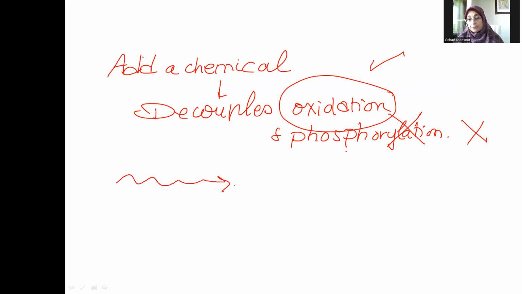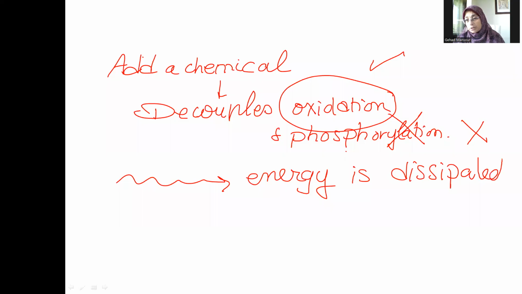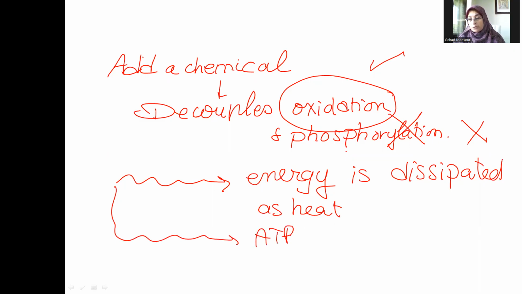So what would happen? Energy will be dissipated as heat. This is a very important question: energy will be dissipated as heat. And another consequence is that ATP will not form. You will not have stored energy in the form of ATP.